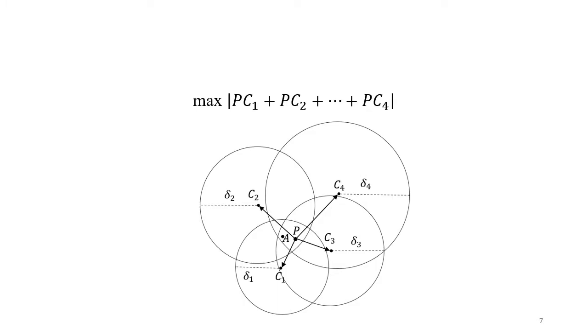To predict the object location within the intersection, we use an objective function to maximize the norm of the summation of vectors that begin at P and end at each reference point, which is actually the center of the cell.